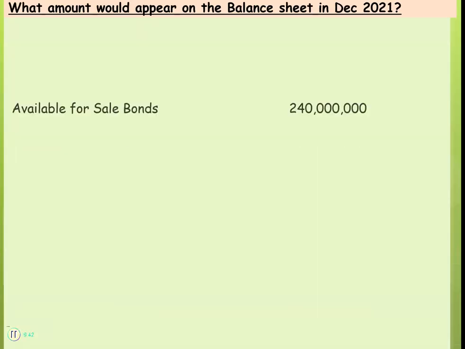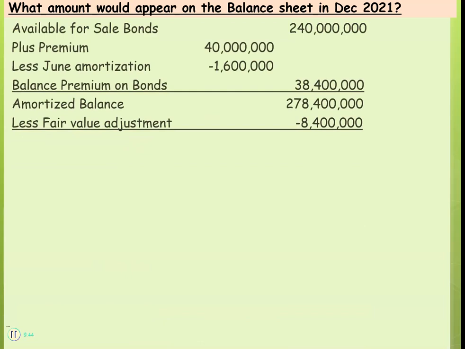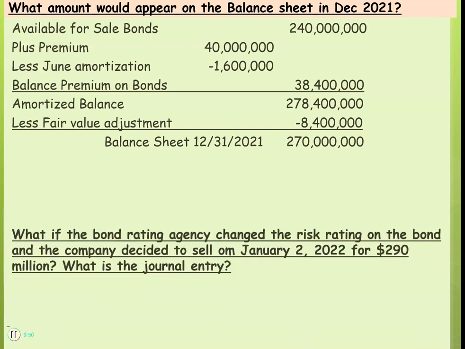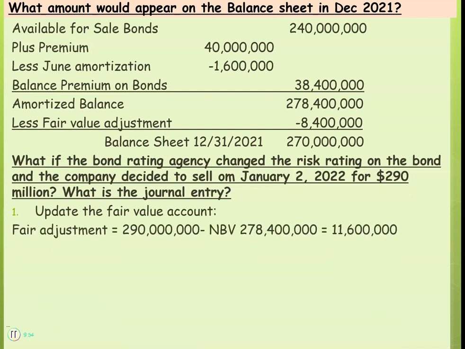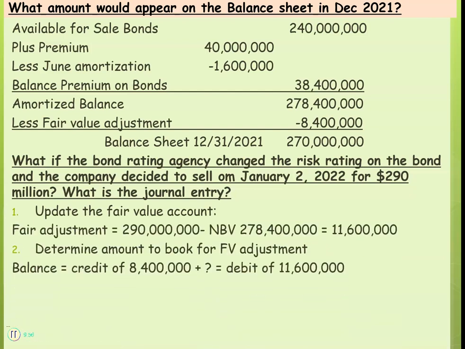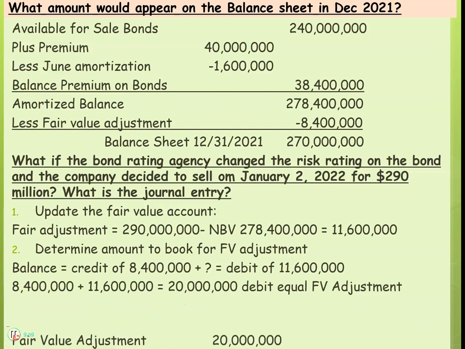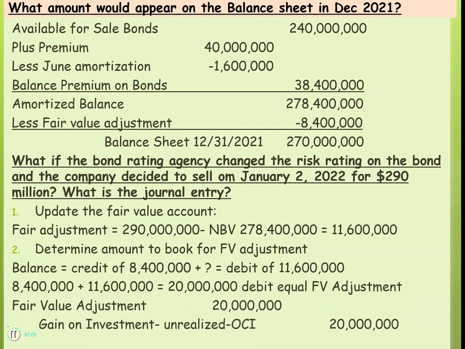Now, what would appear on the balance sheet? $270 million, which is the fair value at the end of the year. Now, what happens when you sell it? Well, you have to update the fair value account again. So you're going to go fair value adjustment, gain on investment, unrealized, other comprehensive income.